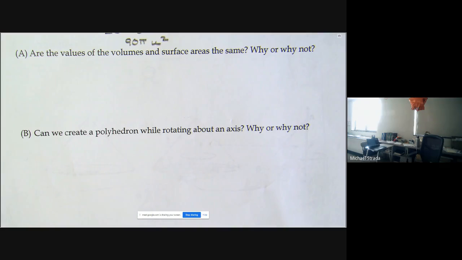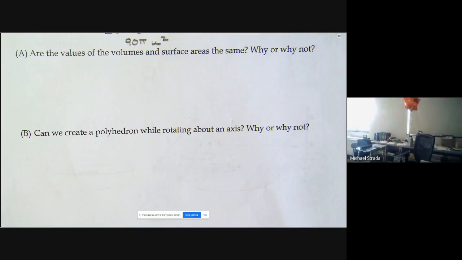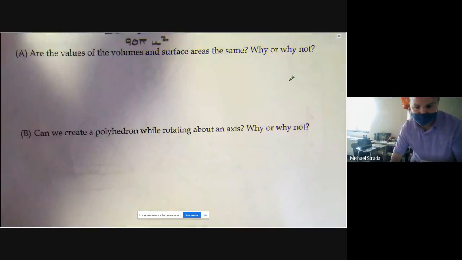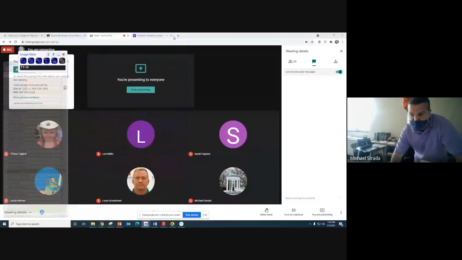So the polyhedron must contain, must have a shape, must have, what was it? A polyhedron has to have polygons.